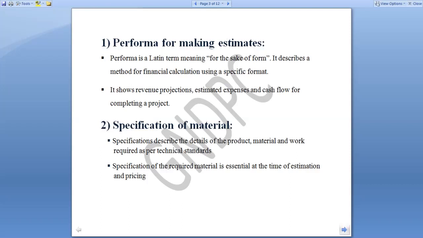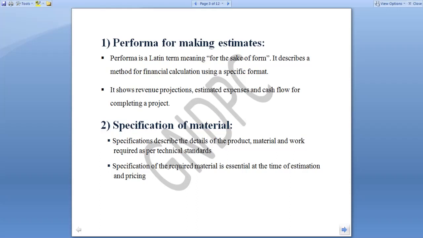The first one is the Performa for making estimates. Performa is basically a specific format in which you can put all the financial calculations. Actually, it shows all the revenue projections, then estimated expenses of the project, and the cash flow for completing a project. We'll be going through different kinds of performas for all the elements of estimating and costing.